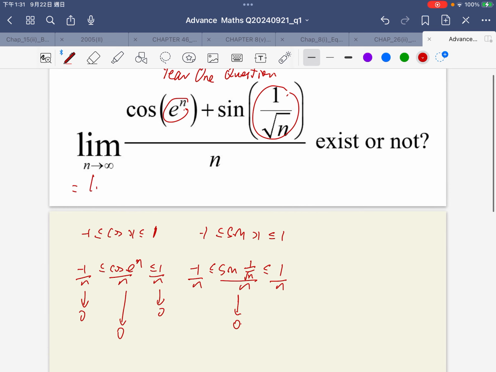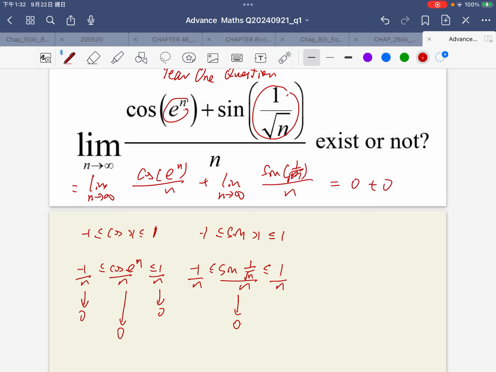Therefore, the above question we can write into two terms: the limit of cosine e to the power n over n, plus the limit as n tends to infinity of sine 1 over root n over n. Both are 0. Therefore, both limits exist.